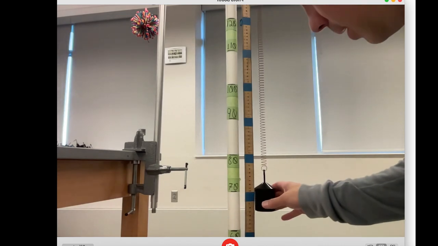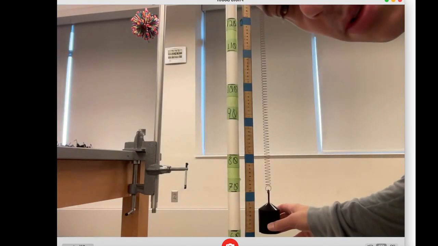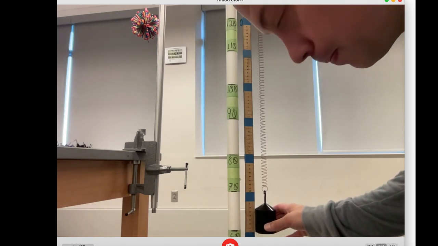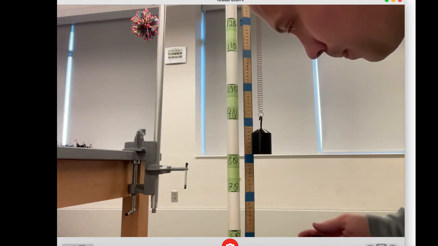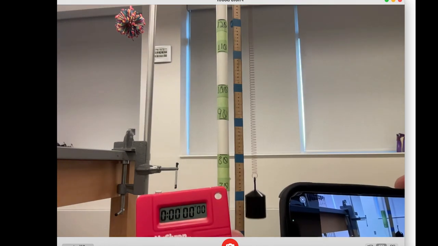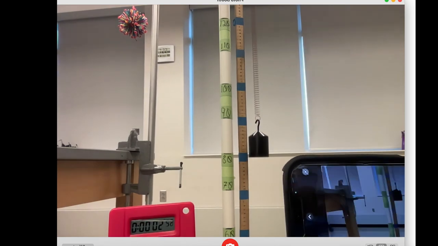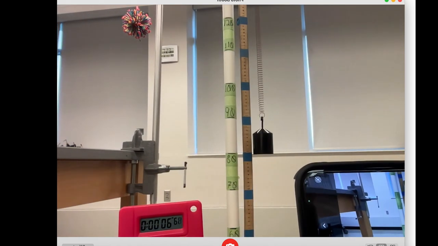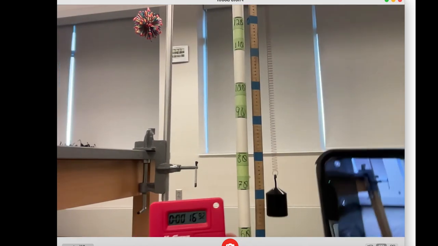Okay, so first let's put the object into motion with an amplitude of about 10 centimeters. Here we go. Now I'm going to start the timer. Click, click, click, click, click.